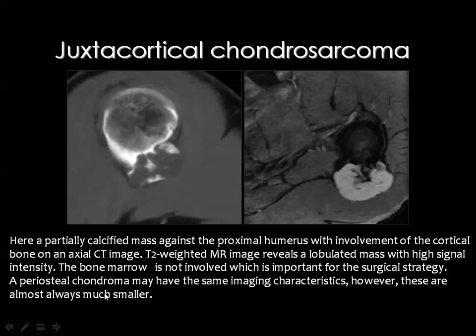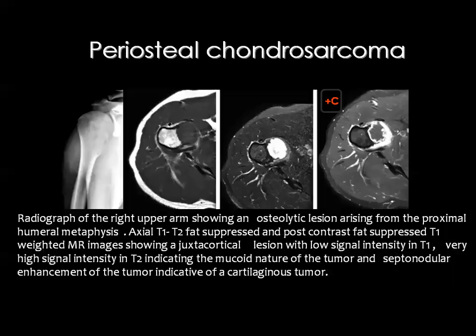However, there are always much smaller. Then you may remember that chondroma and chondrosarcoma juxtacortical may have similar criteria on imaging, but the size is large if the possibility is chondrosarcoma. And this is another example of parosteal chondrosarcoma. You see the osteolytic lesion or the bone rarefaction in the proximal humerus. The lesion is of low signal in the T1, high signal in the T2 with marginal post-contrast enhancement and the edematous changes surrounding the lesion.